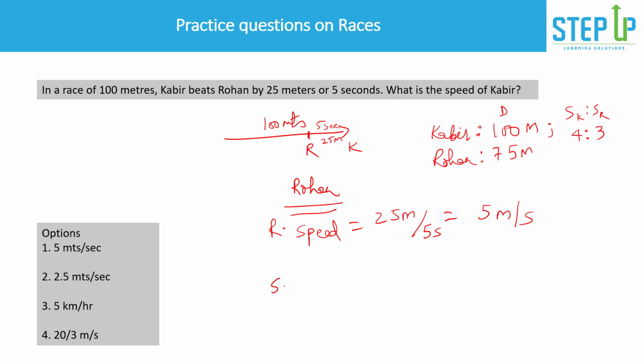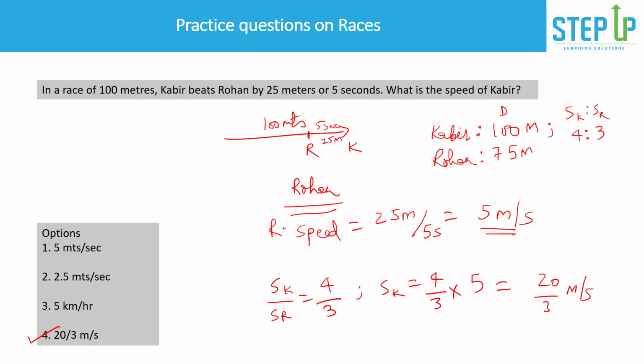Now the question is, what is the speed of Kabir? If speed of Kabir upon speed of Rohan equals 4/3, that means speed of Kabir equals 4/3 of speed of Rohan, and speed of Rohan we have already calculated as 5 meters per second. So this would be 4 times 5, 20 upon 3 meters per second. So your answer is the 4th option.